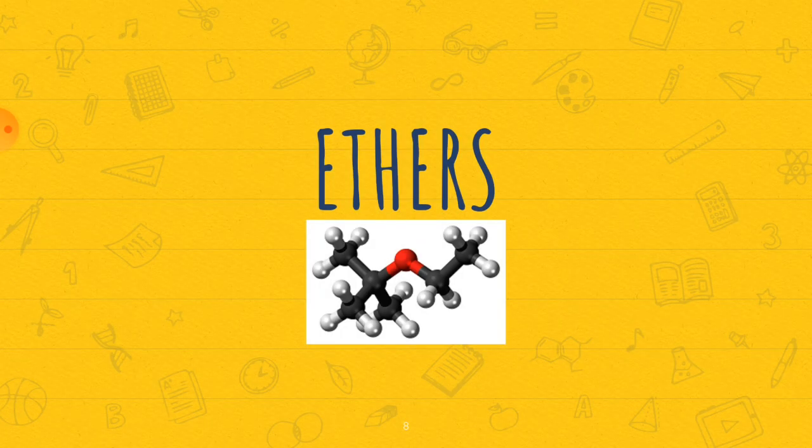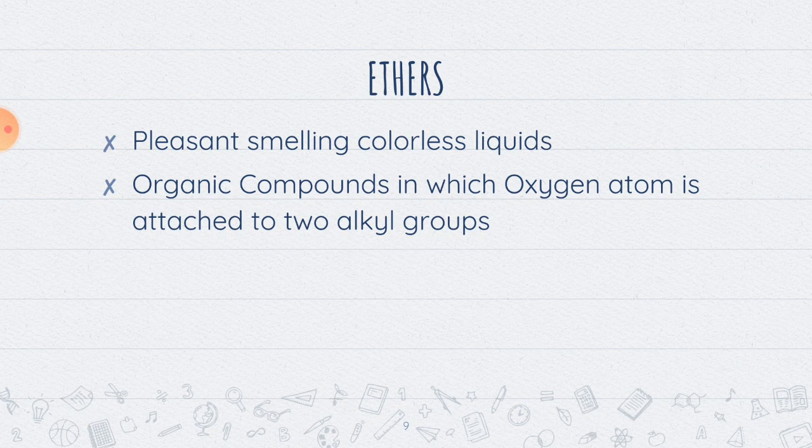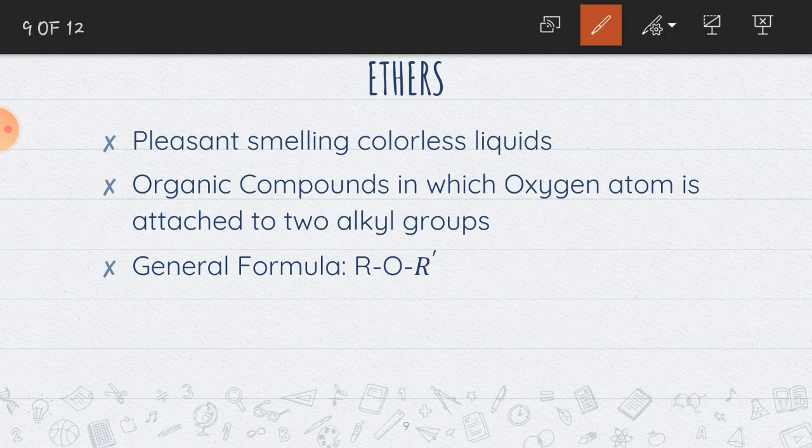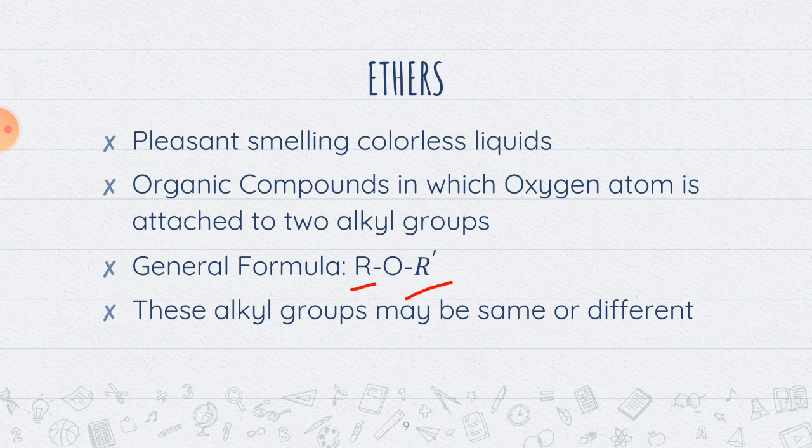Now moving towards another class of compound belonging to this category, that is ethers. What are ethers? Ethers are pleasant smelling colorless liquids, and these are the organic compounds in which an oxygen atom is attached to 2 alkyl groups. The general formula for ether is represented like this. Here you may see that the oxygen atom is attached with 2 alkyl groups and is present at the center. Now these alkyl groups may be same or may be different.